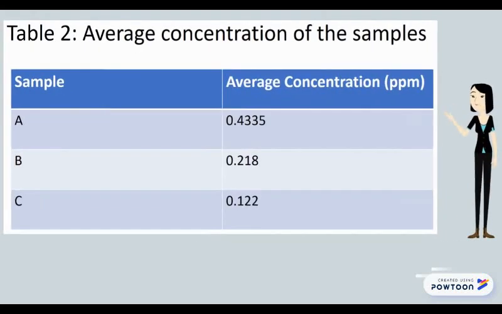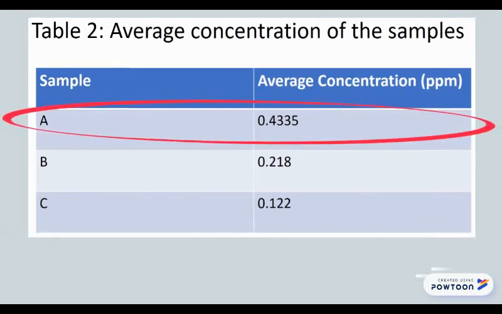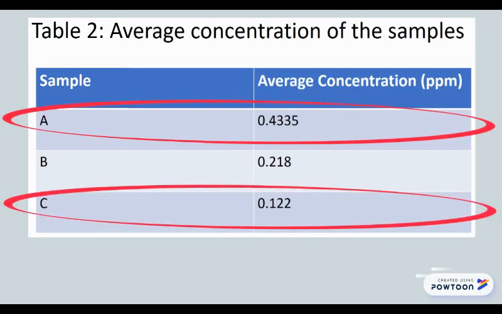Now, the table above shows the average concentration of the fluoride ions of each of the samples A, B, and C. The table shows that sample A has the highest average concentration, which is 0.4335, and sample C has the lowest concentration, which is 0.122.